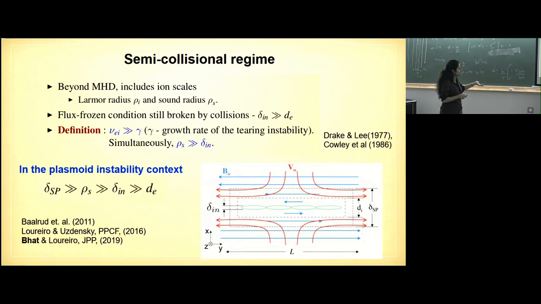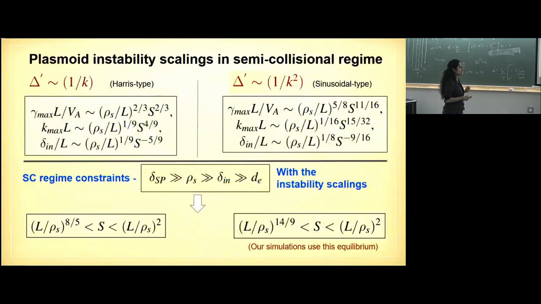If this rho s is much smaller than delta n, then you are in a sort of fluid regime and so on. So again, you can do the tearing mode analysis for plasmoid instability in the semi-collisional regime, and you get the following kind of scalings. These scalings are different for different equilibria and so on. But again, the point to note here is that in the growth rate scalings, all the exponents are positive fractions, which indicates that you have this fast reconnection.